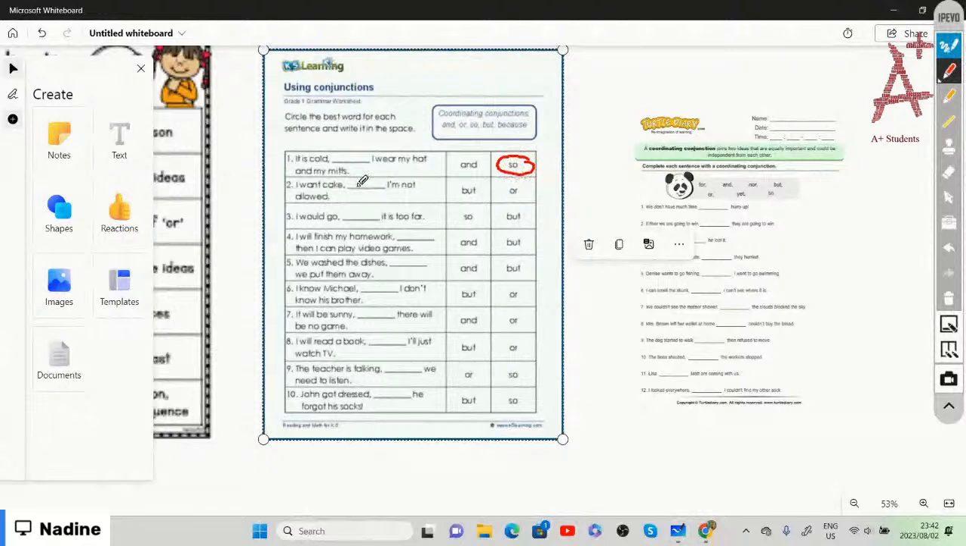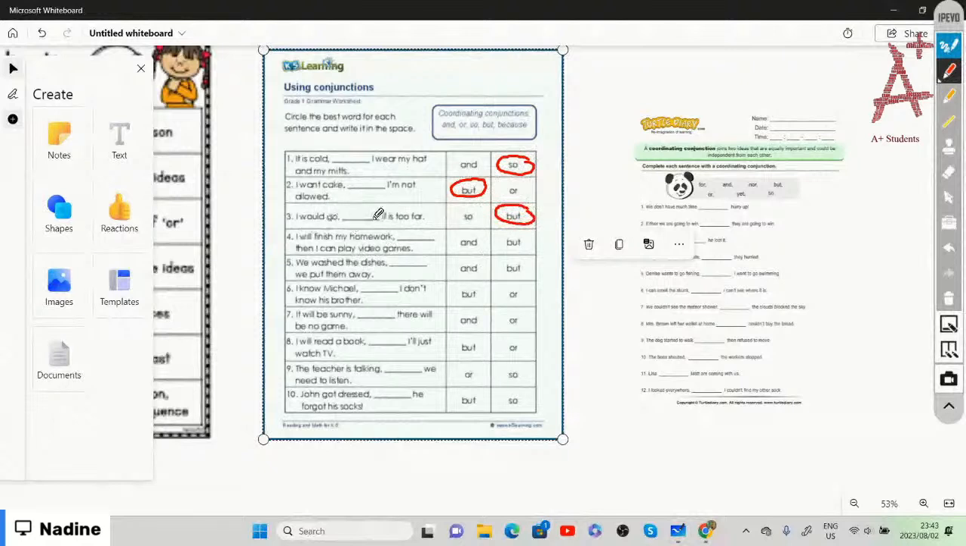I want cake, but I'm not allowed, or I'm not allowed. So I want cake, but I am not allowed, right? Because as much as she wants cake, she is not allowed to have it. I would go, so it is too far, but it is too far. So I would go, but it is too far.